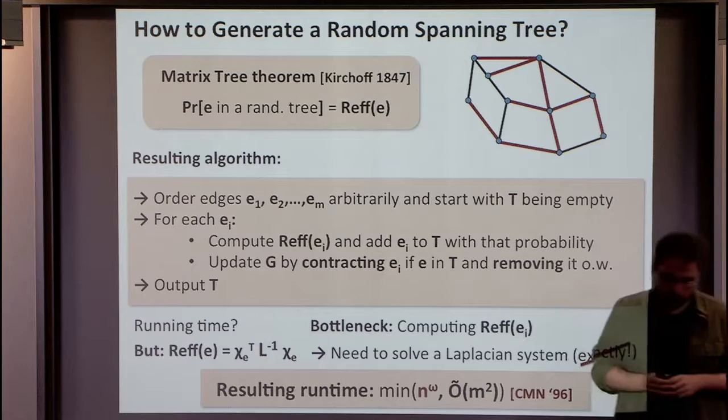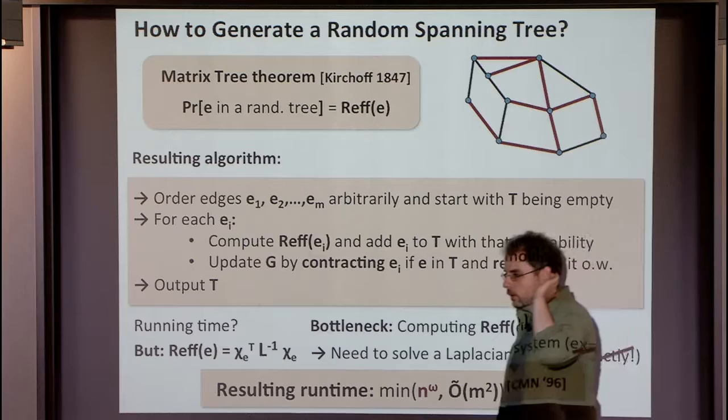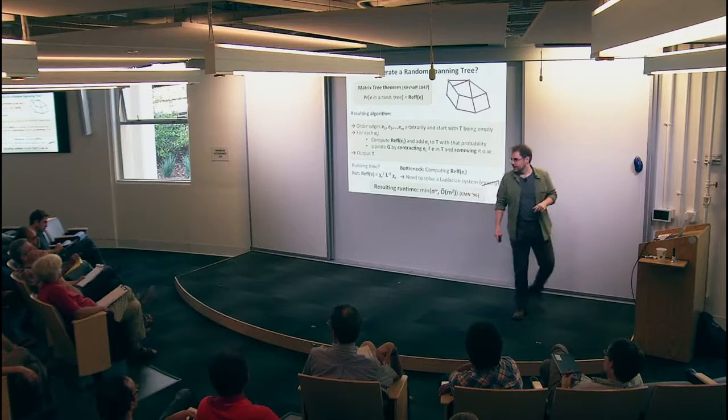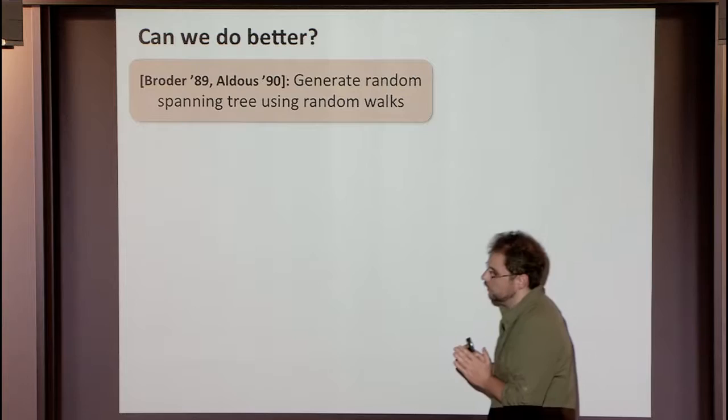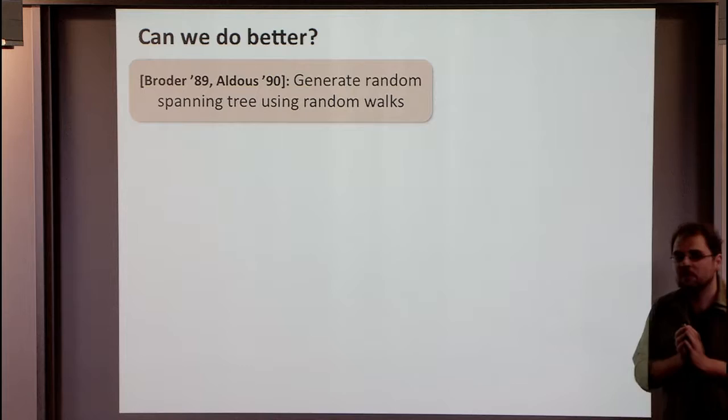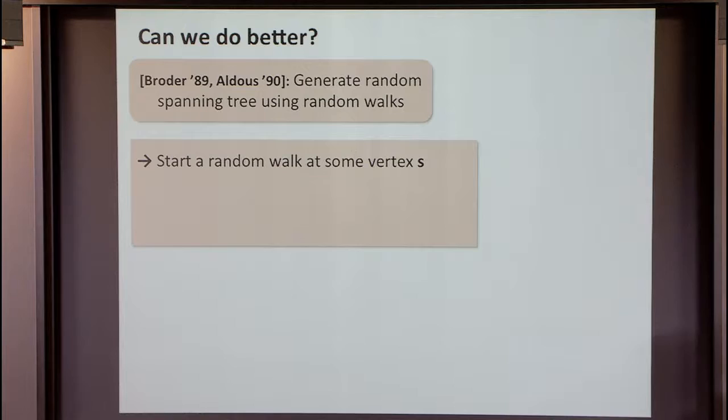How does this compare with purely algorithmic or probabilistic algorithms, Wilson, Aldous, and so on? Next slide. So this is what we can do, and the question is now, can we do better than that? Indeed, in this sparse region we can, and this is the really beautiful insight of Broder and Aldous. What they show is that you can generate a random spanning tree using random walks, by taking a random walk.